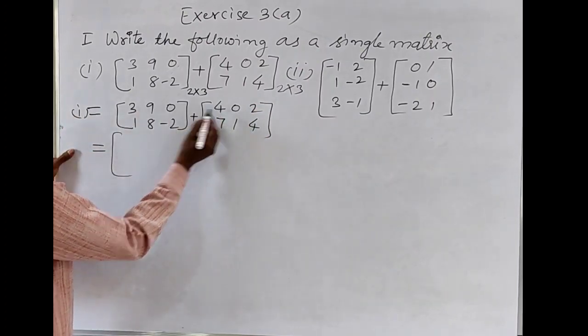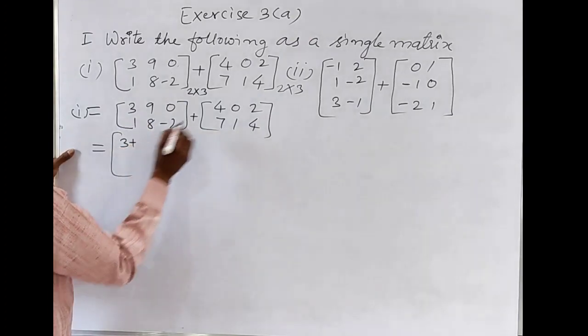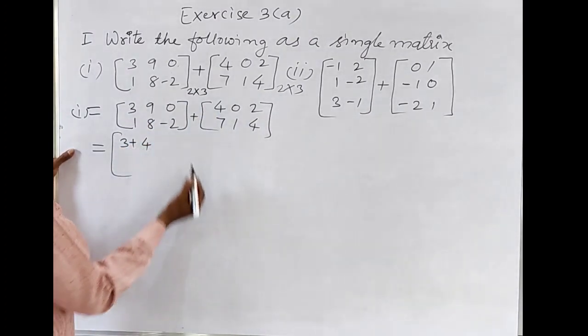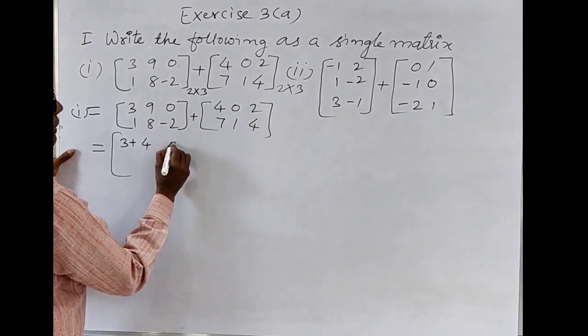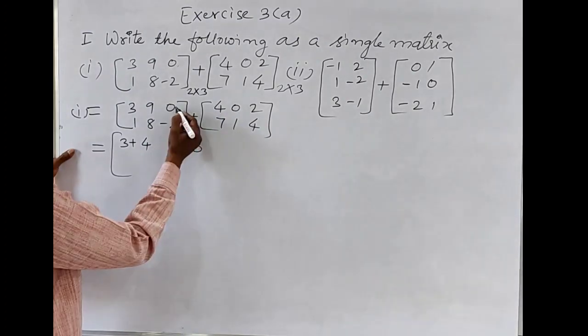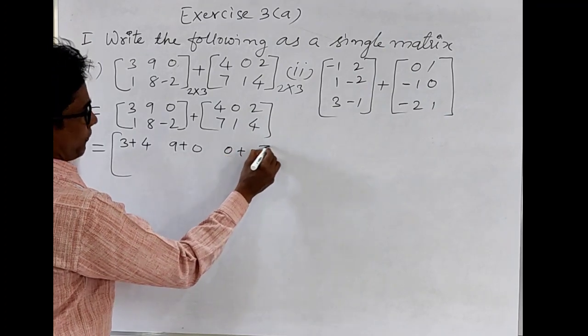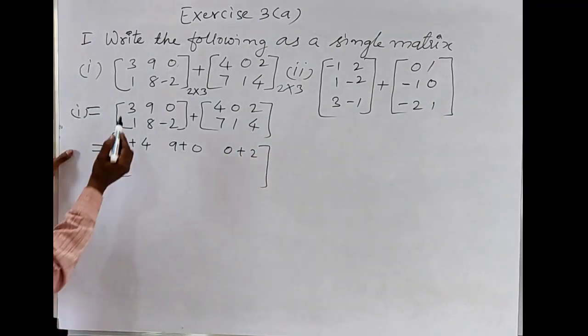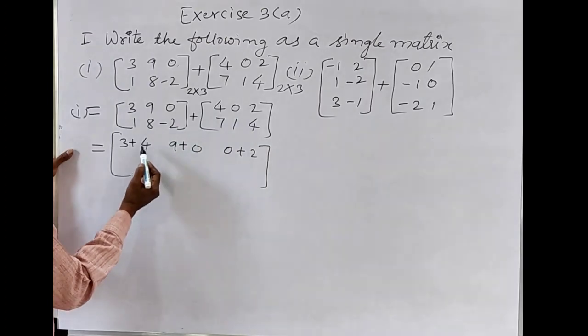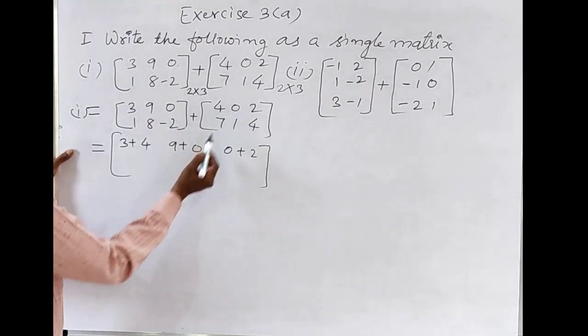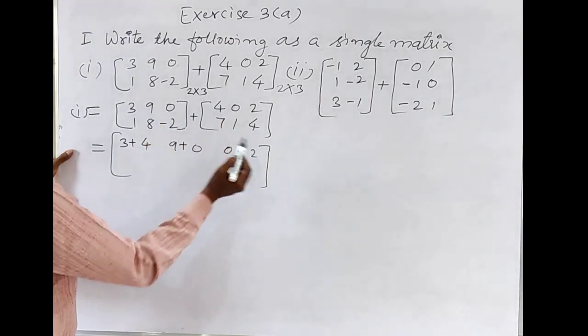Add first element with first element. 3 plus 4, then next 9 plus 0, then next 0 plus 2. So 3 plus 4, 9 plus 0 and 0 plus 2.